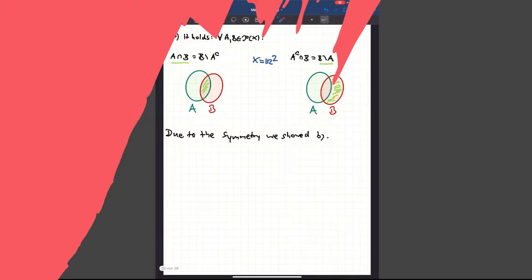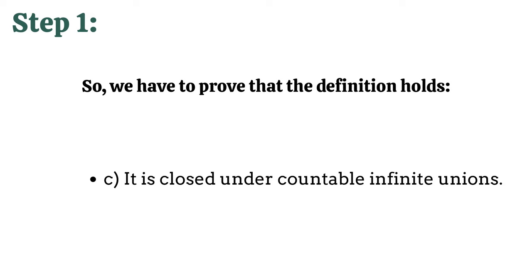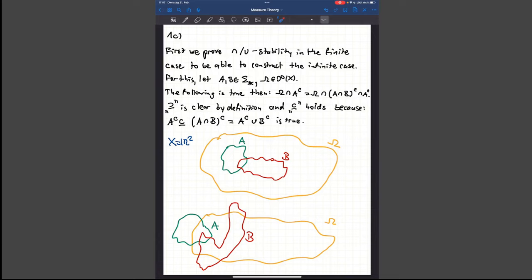Sigma star is closed under countable infinite unions. The third step to show that sigma star is a sigma algebra is by far the hardest step, and we will have to work a bit. So first we prove a finite structure, so we prove an intersection and union stability in the finite case, and we need that for a construction for the infinite case. This is also a usual technique to show something like that. First you show the finite case, and then you build with it a construction for the infinite case.